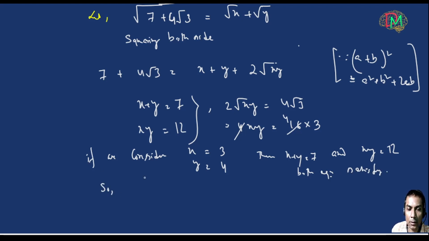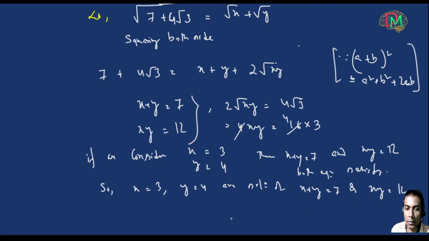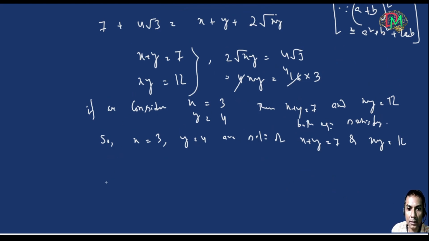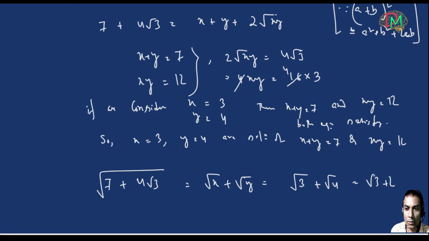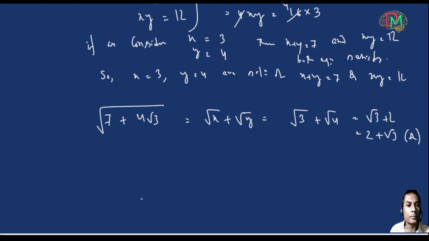So x equal to 3 and y equal to 4 are the solution of x plus y is equal to 7 and xy is equal to 12, of these both equations. So finally we can write root of 7 plus 4 root 3 is equal to root x plus root y, and replacing x and y with their values, we get root 3 plus root 4. Done. So root 4 is 2. Root 3 plus 2, or you can write 2 plus root 3, is the answer. Okay, done.